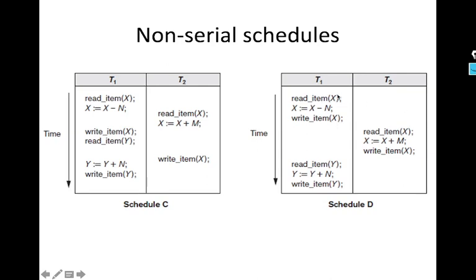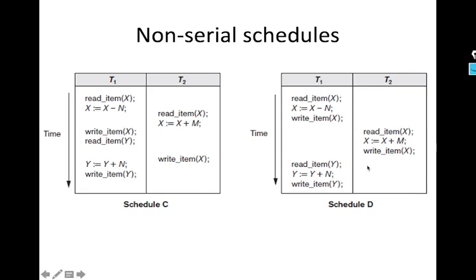So initially x is 90. So 90 minus 3, n is 3. So 90 minus 3, it is 87. We are writing it, so we will be writing 87. After that we are reading x. So since we have written it, we will be getting the updated value here. x will be 87. Then 87 plus m. 87 plus m means 87 plus 2, it is 89.